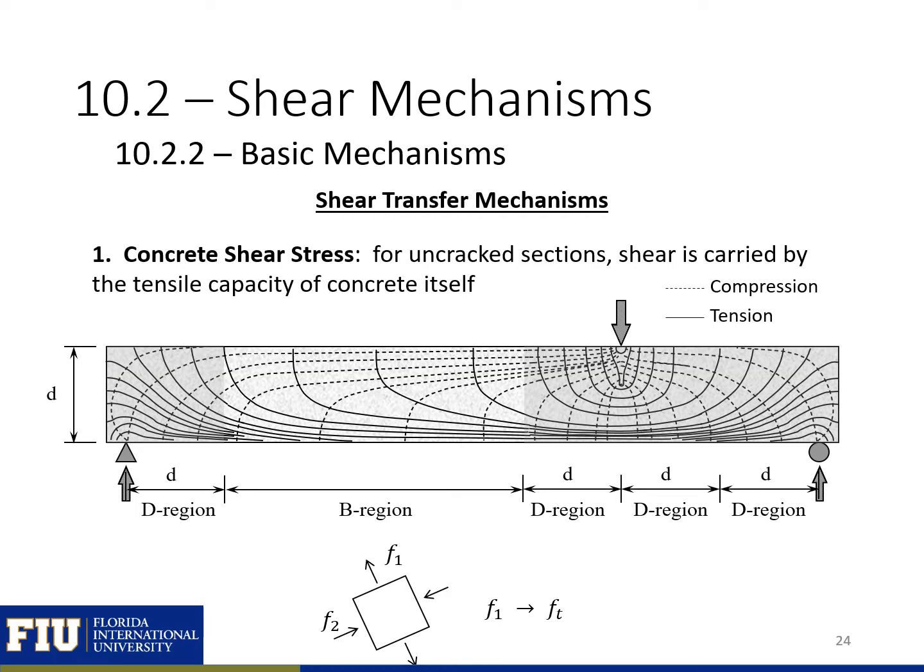Next, we're going to talk about the basic shear transfer mechanisms. So there are a few main shear transfer mechanisms, which we'll cover on the next slides. The first main shear transfer mechanism is just our concrete shear stress. For uncracked sections, the shear is going to be carried by the tensile strength of the concrete itself. So until our F1 exceeds Ft, the tensile strength of the concrete is going to help to carry the shear.